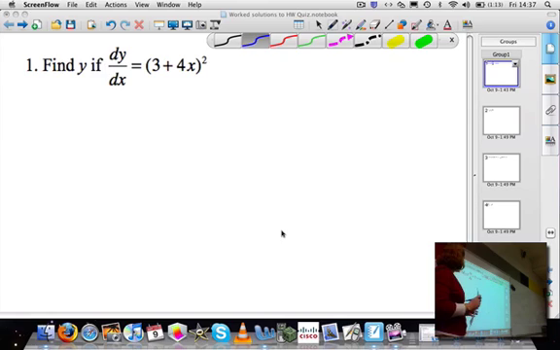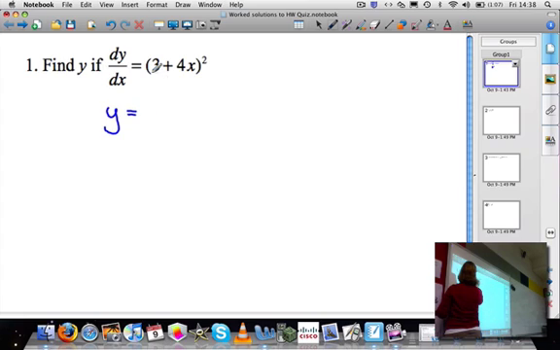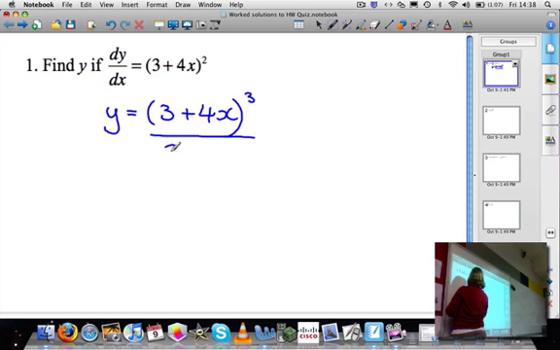So the question has given us the derivative and we're taking it back to find the original function. So to do that, we need to integrate this. So if we integrate this function here, we're going to use the reverse chain rule. We're going to say y is equal to, raise the power here by 1, so 3 plus 4x raised to the power of 3. We're going to divide by that index, and we're going to divide by the derivative of what's in the brackets. And the derivative of 3 plus 4x is 4.